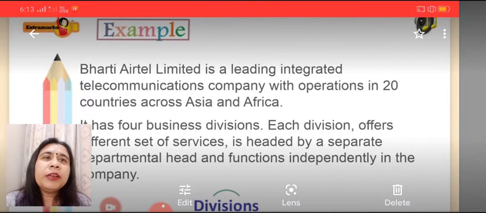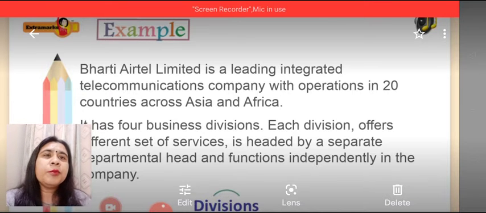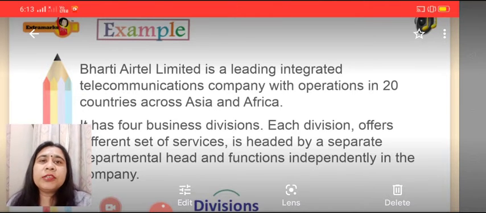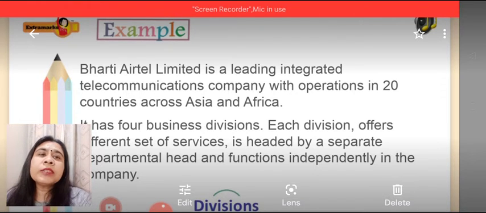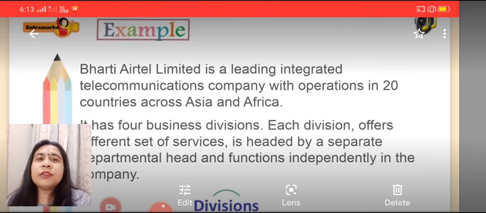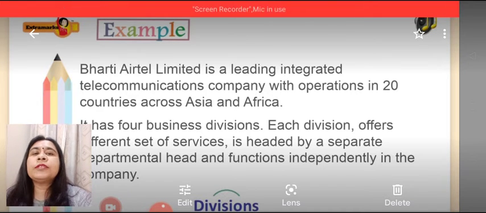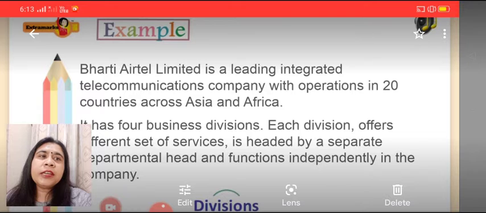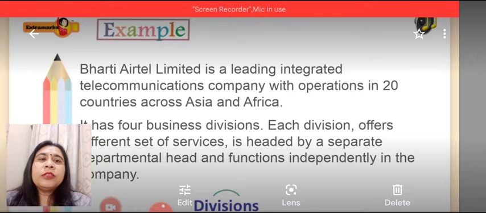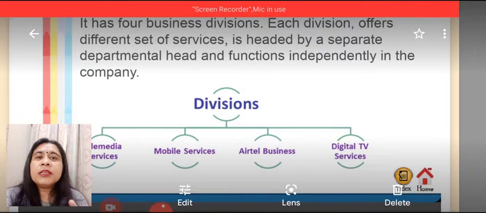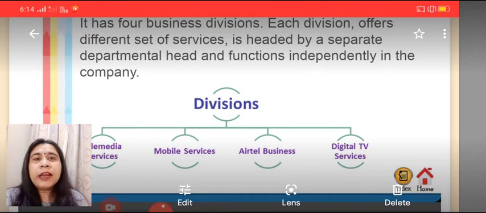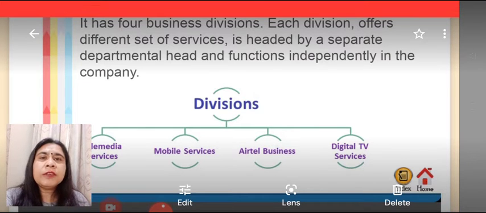Bharti Airtel Limited is a leading integrated telecommunications company with operations in 20 countries across Asia and Africa. It has 4 business divisions. Each division offers a different set of services, is headed by a separate departmental head and functions independently in the company. So this way we can see, as flashed on your screens, the 4 divisions. First is telemedia services, second mobile services, third Airtel business, and fourth is digital TV services.